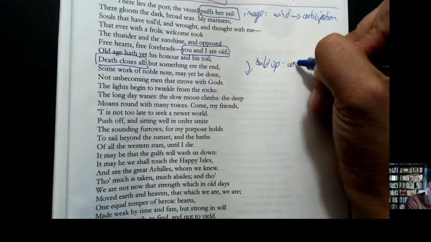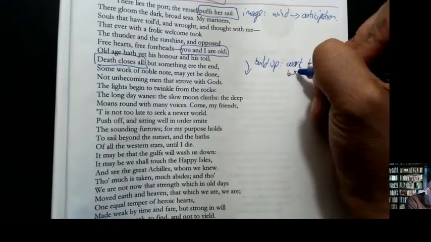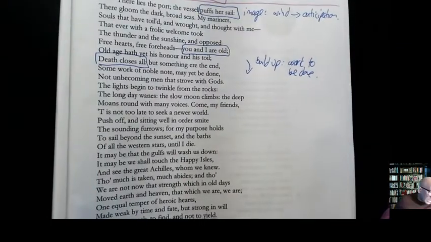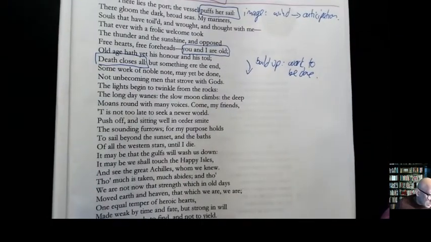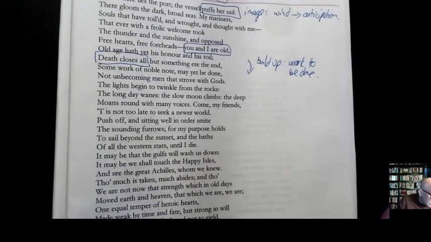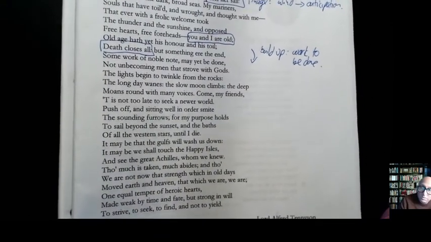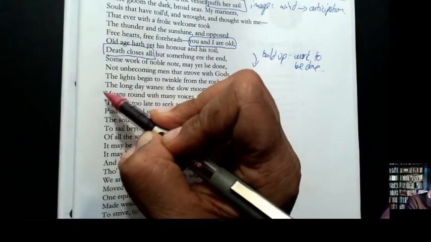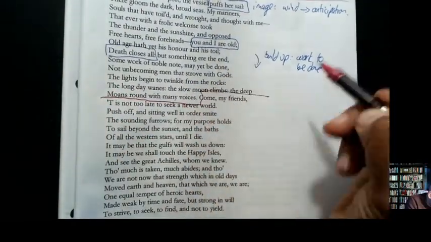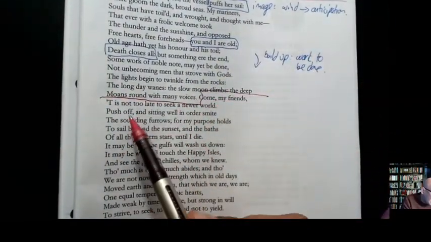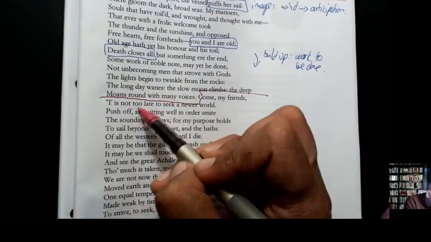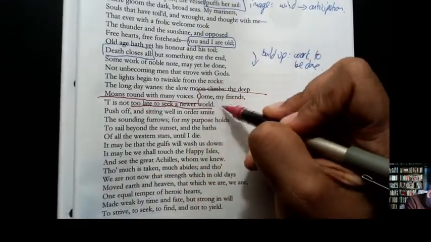There is work to be done. He is not done. The lights begin to twinkle from the rocks. The long day wanes, the slow moon climbs, the deep moans round with many voices. There it is. Here's the last charge. Come, my friends, it's not too late to seek a newer world.